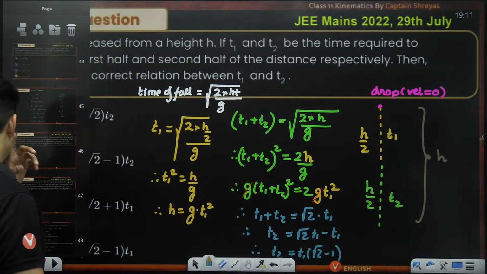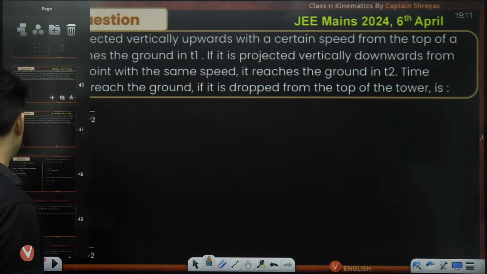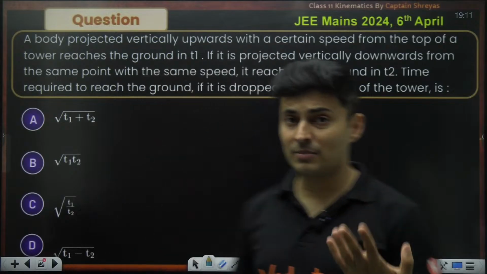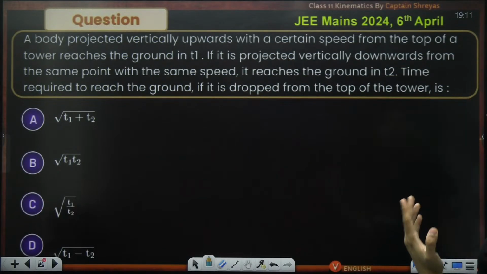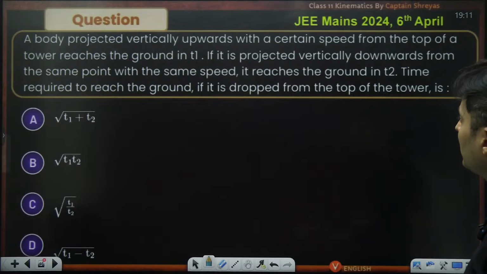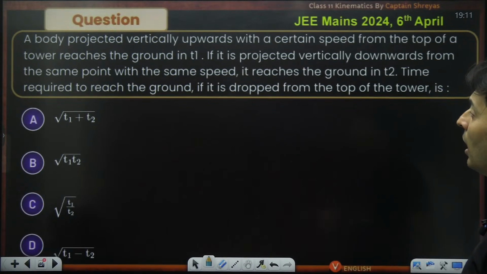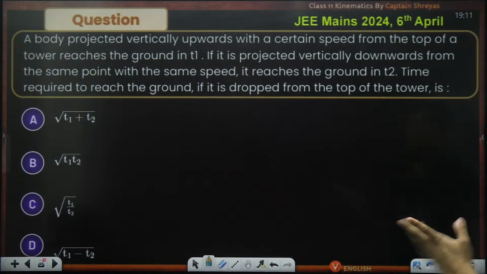Let's go. Another question coming up on your screen. A body is thrown up with a certain speed from the top of a tower, and it reaches the ground in T1. If it is projected down, then it reaches in T2. How much time will it take if it is dropped from the tower?